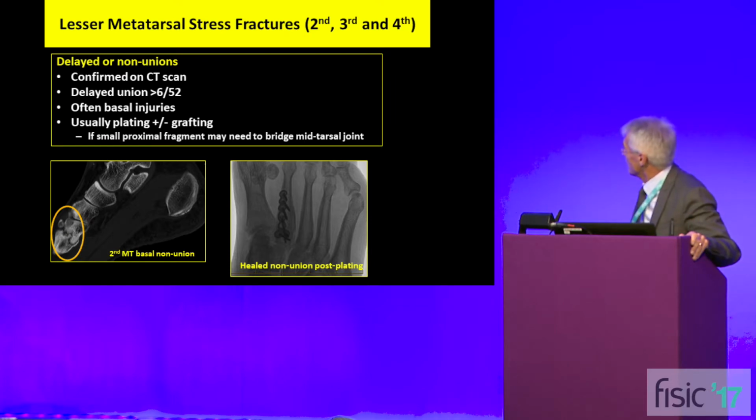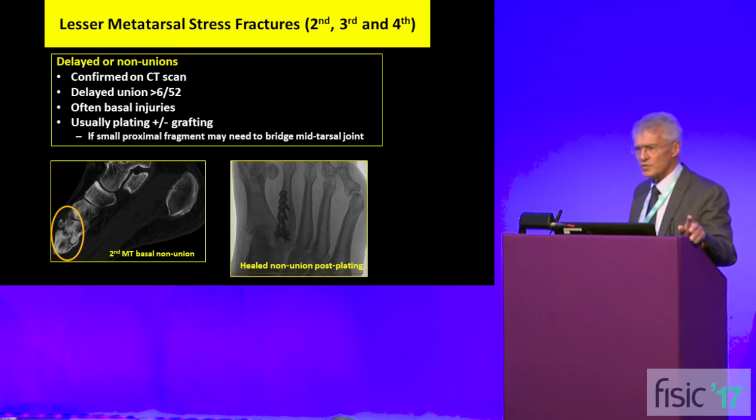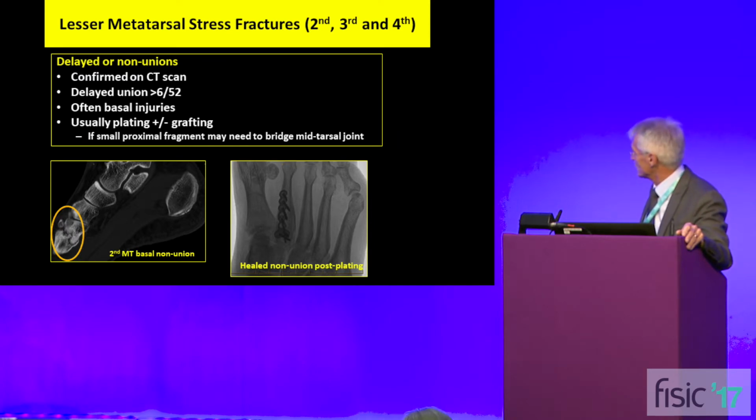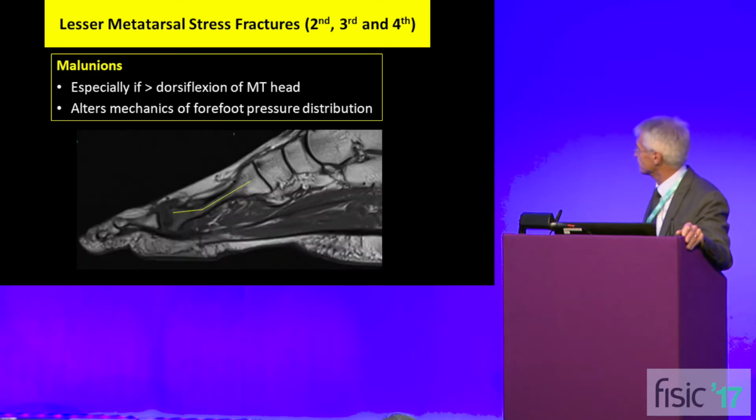Those that are not healing over 6 weeks, I usually want to see a CT scan. They're often basal injuries, which are slow, and if they don't heal, then we're usually going to think about plating. As you can see, sometimes we've got very little bone to work with proximally, and there may be occasions when we've got to bridge. In this one, with a kind of T-plate, I was able to get enough fixation proximally.